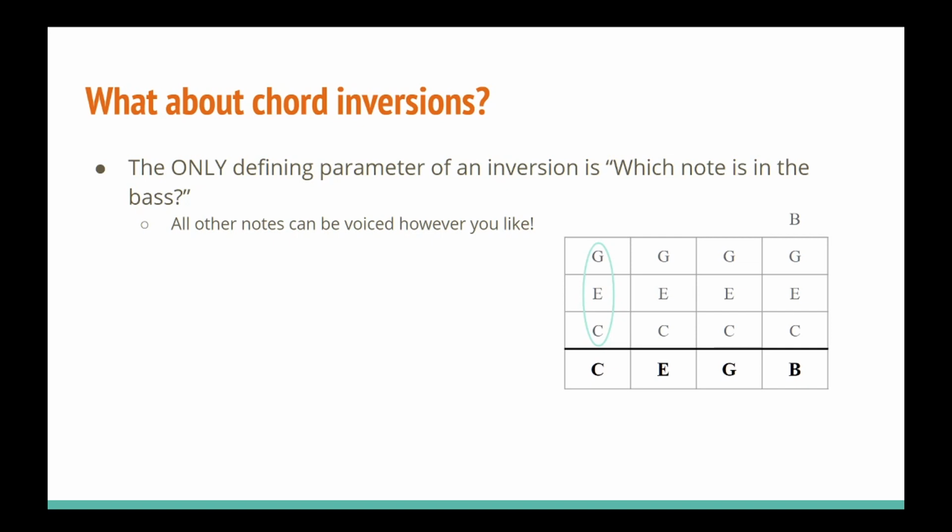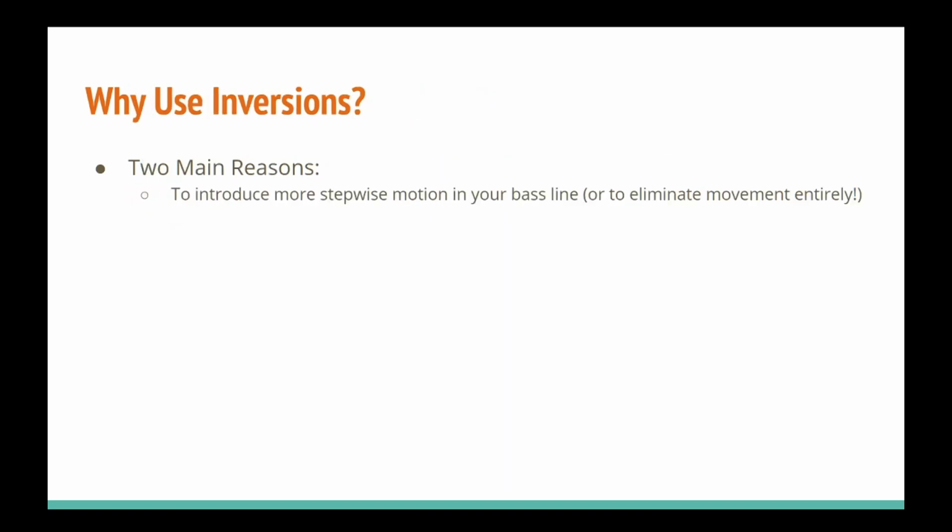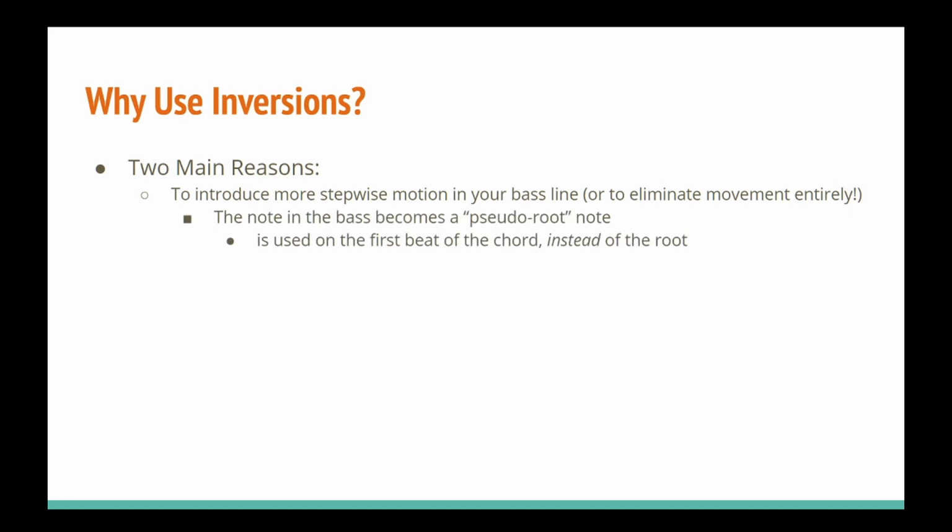Well, there are two basic reasons. The first is to introduce a little more stepwise motion in your bass line, or to remove movement in your bass line entirely. You see, in an inversion, whatever note is in the bass becomes a kind of pseudo root for the chord. It becomes the new note that you want to place on the beat 1 of each chord change. This can be used to great effect if you want to smooth out your bass line and make less leaps from chord to chord.